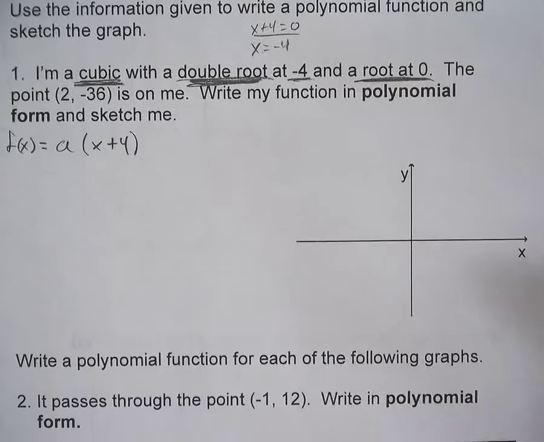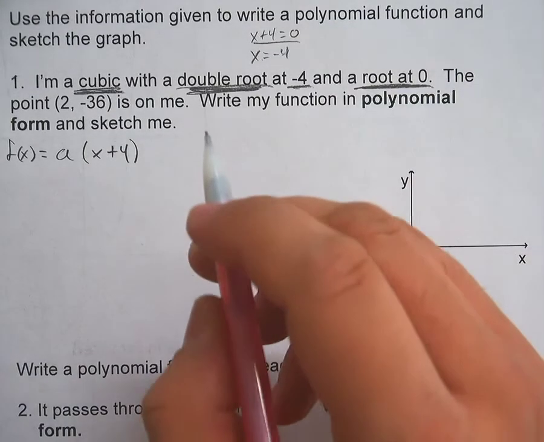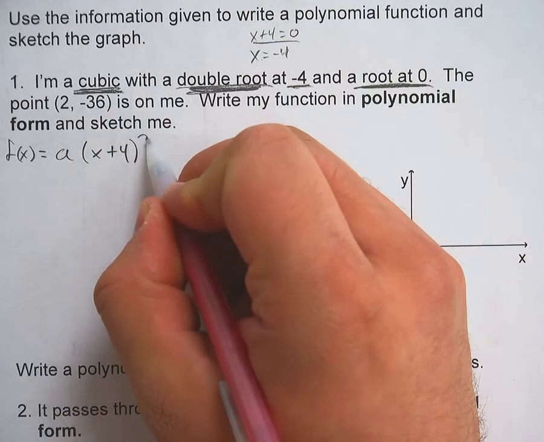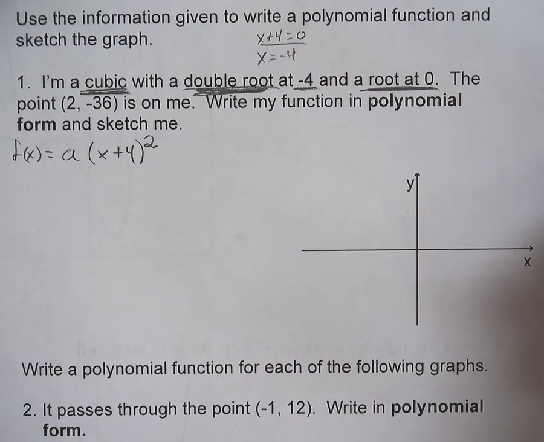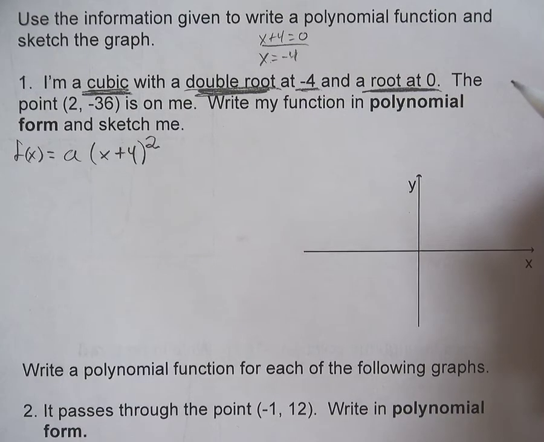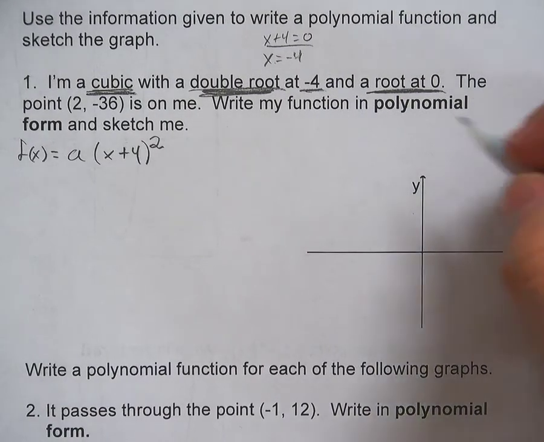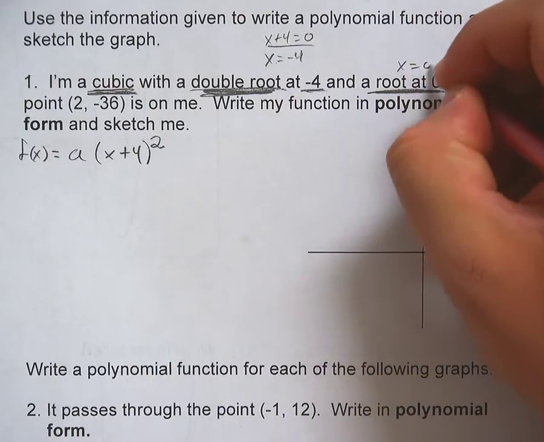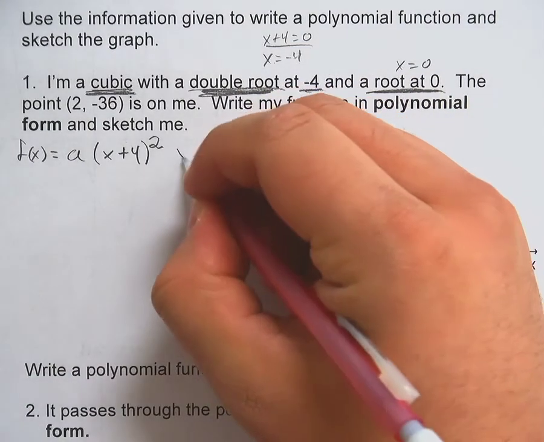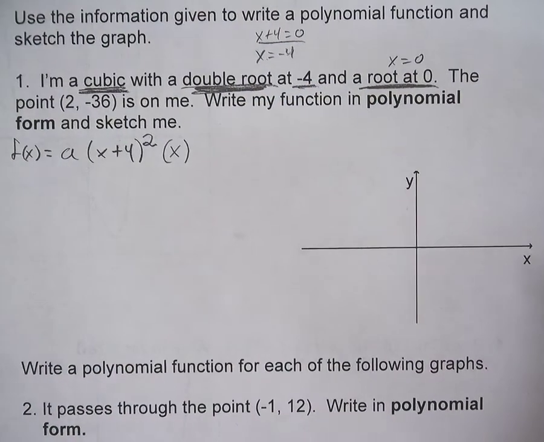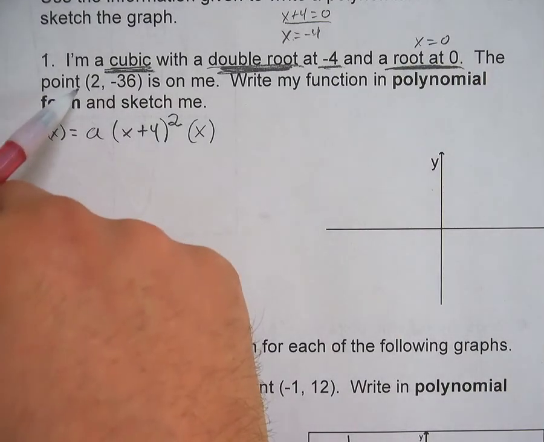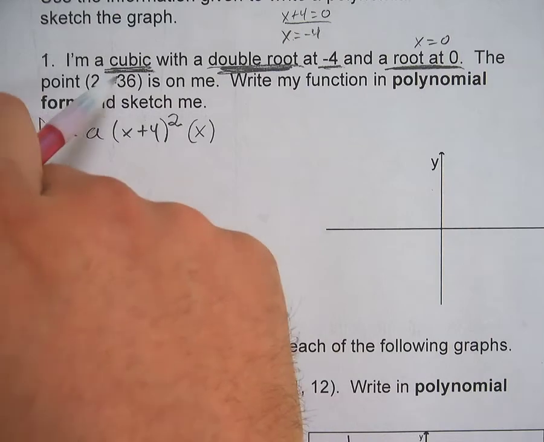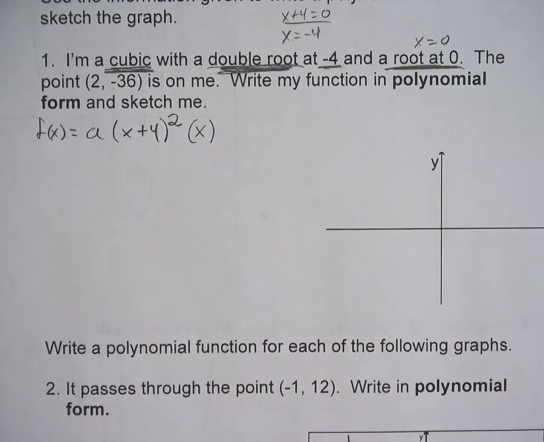So to make it a double root, watch very carefully. Double root. Square it. And a single root at 0. X equals 0. So that's just x, right? Now, the only thing that we don't know about this is a, and that's why they've given me a point. I'm going to plug this in for x, this in for y, and figure out what a is.